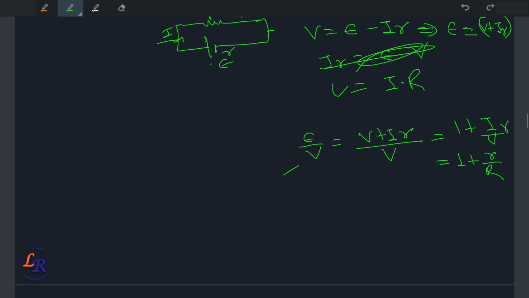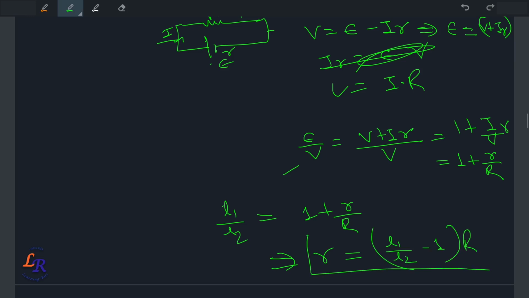I will get L1 upon L2 is equal to 1 plus r upon R. Now you solve for the internal resistance, and you would get r equal to, this will go here, so it will become L1 divided by L2 minus 1, multiplied by R, right?